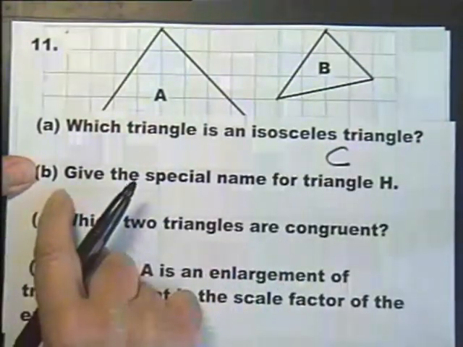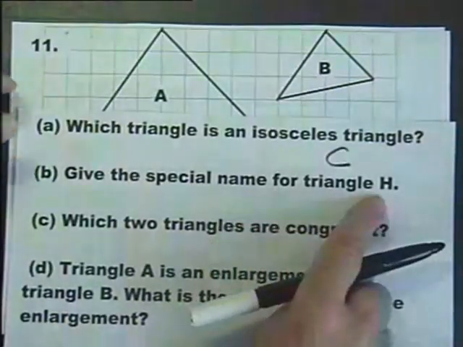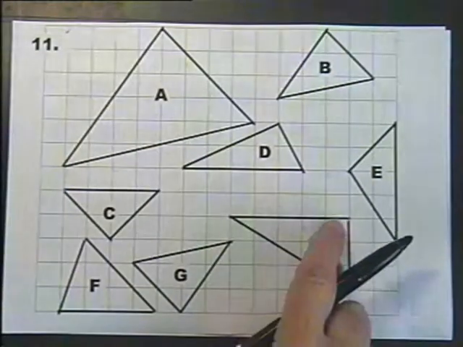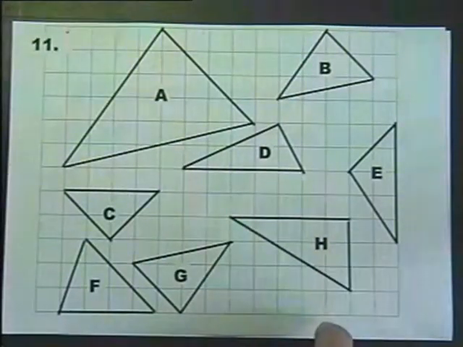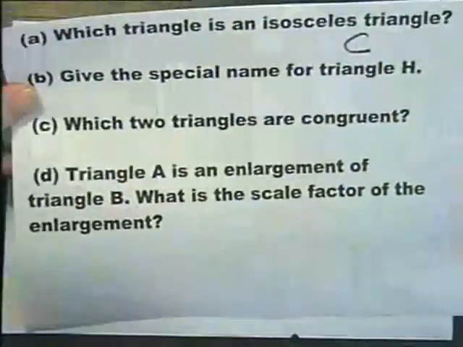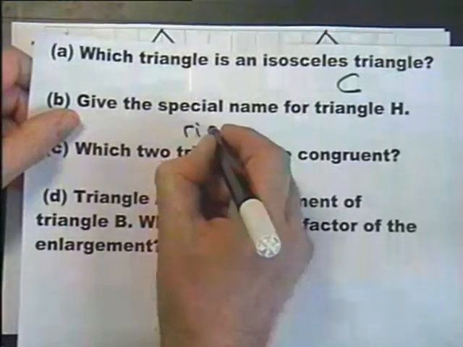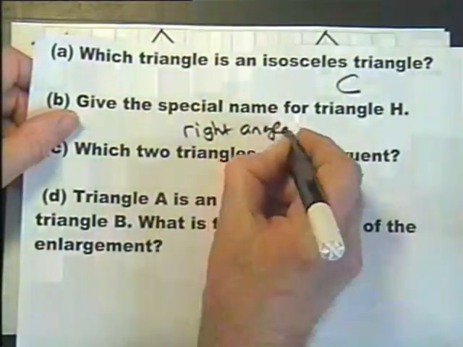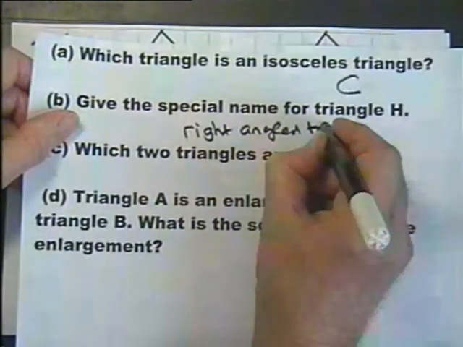Part B. Give the special name for triangle H. There's triangle H. It's a right-angled triangle because it's got a right angle in it. Right-angled triangle.